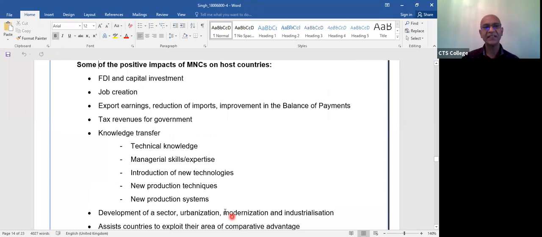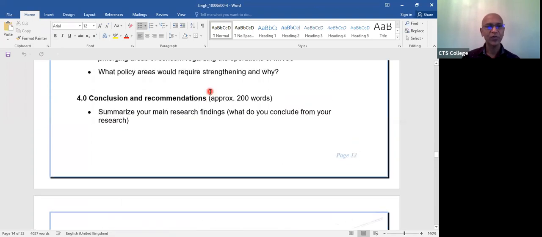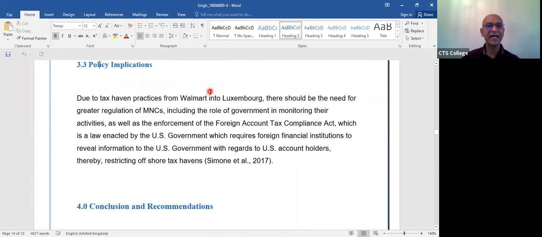And one benefit that the student just made is that MNCs have the potential to improve the SDGs, the Sustainable Development Goals, including trying to limit climate change, to reduce the size of the ozone layer. So all of those are some of the positive impacts that MNCs could have on your host countries. Let's continue with that discussion.